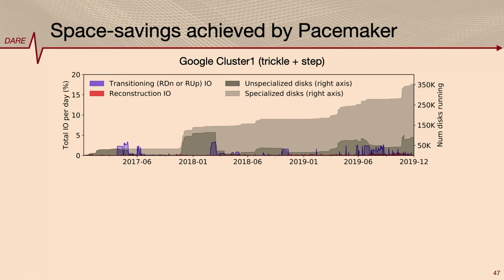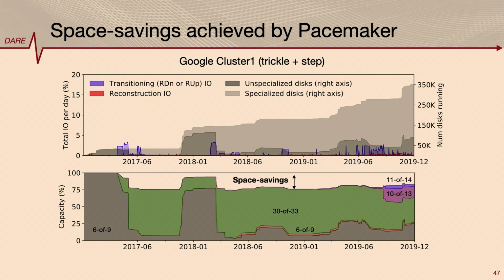So this is a detailed diagram of the different transitions that are happening throughout the cluster's lifetime. So the dark gray patch are the disks that are spending their time in infancy in default redundancy. The light gray is just the growing total population. And the blue patches that you see are the I/O patches that are due to redundancy transitions that are happening because of Pacemaker. And red is just the reconstruction you have to do when you have failed disks.